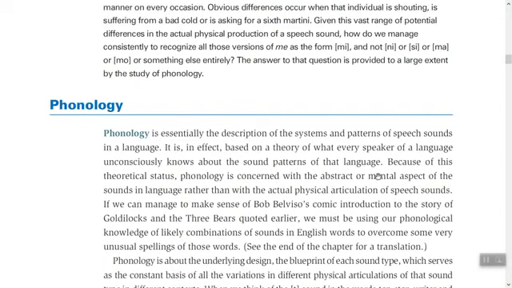It is mental aspect, something abstract, not concrete, not the actual physical articulation. It is not this. It is what? It is mental. It is internalized inside a human's brain. Okay? Something innate inside a human. Not something uttered. Not actual physical articulation. So this is what? This is phonology.